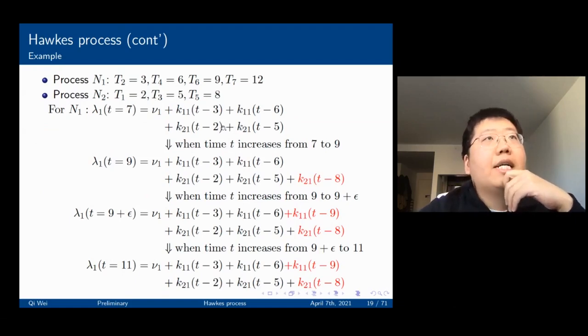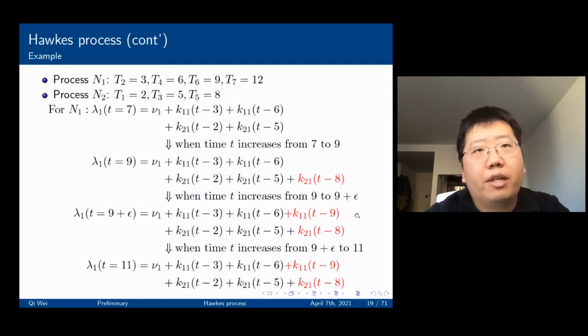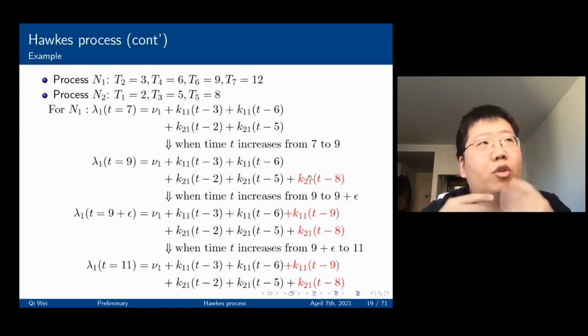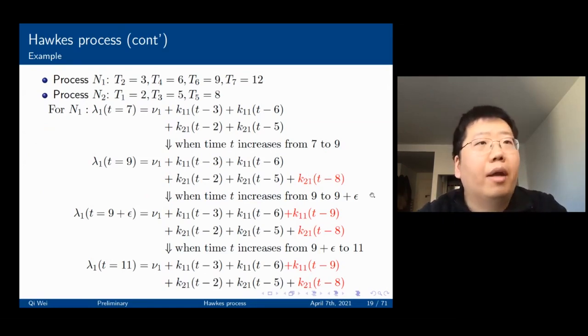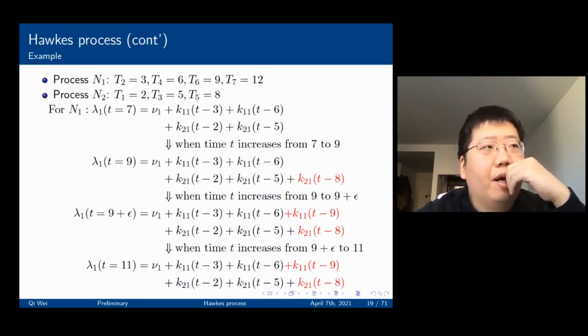And for this first part, the subscript, in fact, is decided by the event type, whether it's a cross-excitation or a self-excitation. And when the time increases from 7 to 9 or 9 to 11, you just add what happens during this interval. Okay, so this is just to demonstrate how we can compute the intensity of a Hawkes process manually.